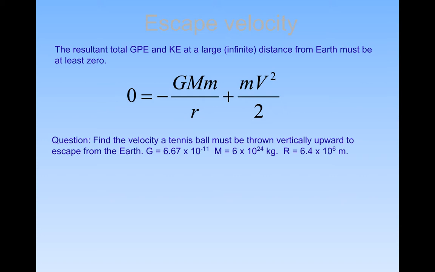So look at this question. Find the velocity at which a tennis ball must be thrown vertically upward to escape from the Earth. Recognizing G equals 6.67 times 10 to the minus 11, the mass of the Earth is 6 times 10 to the 24, and the radius is 6.4 times 10 to the 6. Okay, take a moment, make that calculation. Should come up with 11 kilometers per second. That is a pretty fast tennis ball that you would have to throw.